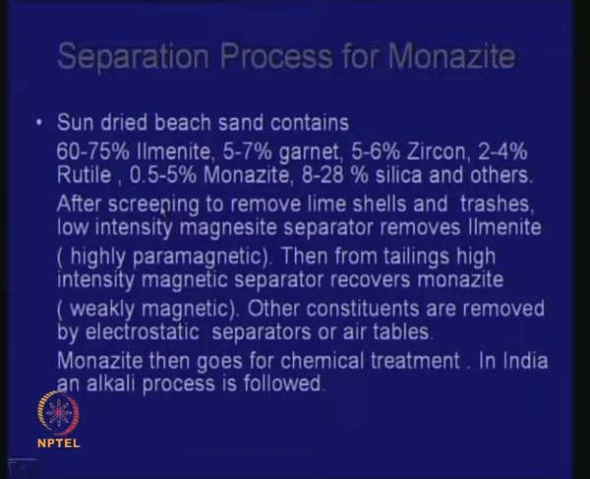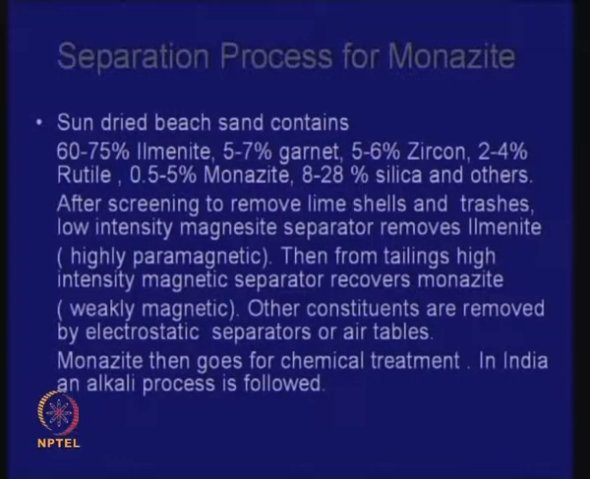Now, first the sun dried beach sands are screened to remove lime shells, all kinds of things. There are shells all over the coastline. All the sea creatures come and leave the shells. So, the lime shells will go. There are also trashes, they have to be removed. Then it will go through low intensity magnetic separator. Ilmenite can be removed with low intensity magnetic separation, because it is highly magnetic. You do not need strong magnetic field. Ilmenite can be very nicely separated, it is highly paramagnetic.